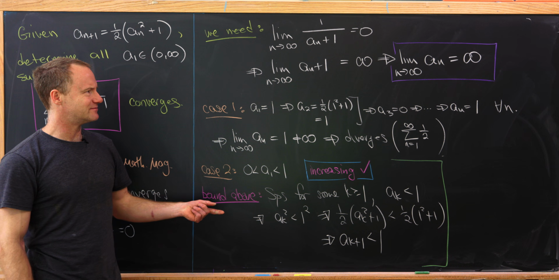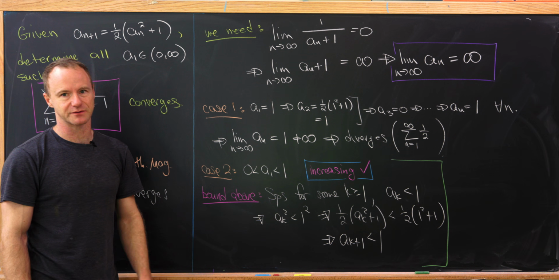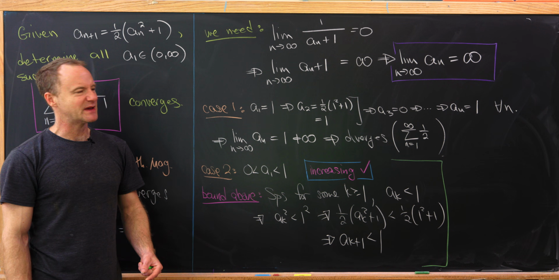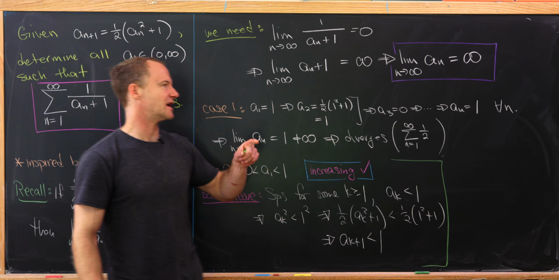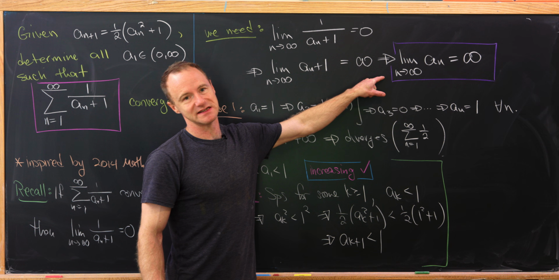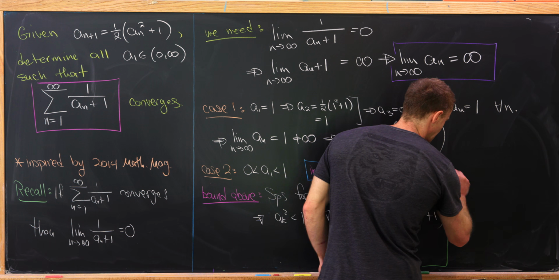Well, in fact, it means that the limit cannot be infinity because all of the terms are bounded above by 1. That being said, we could calculate the limit of this sequence just to cross all of the t's and dot all of the i's for this situation right here. Okay, so let's do that over here just for fun.